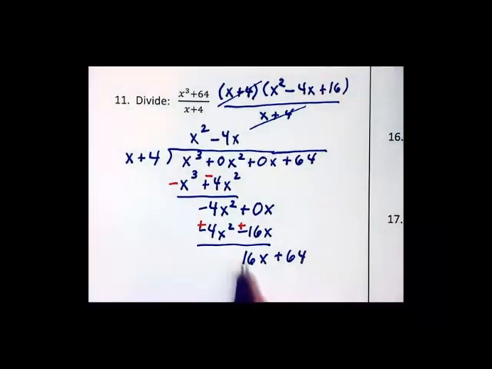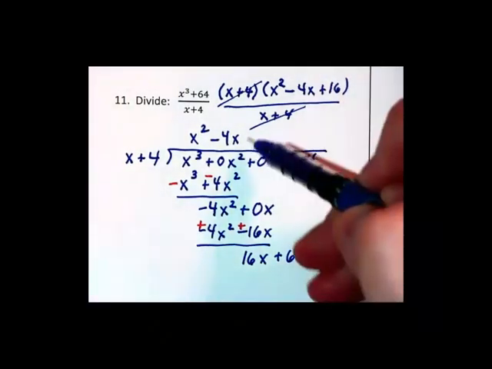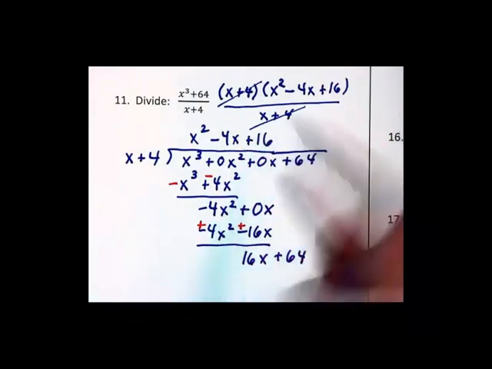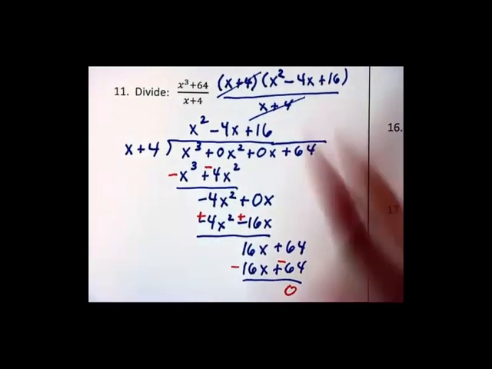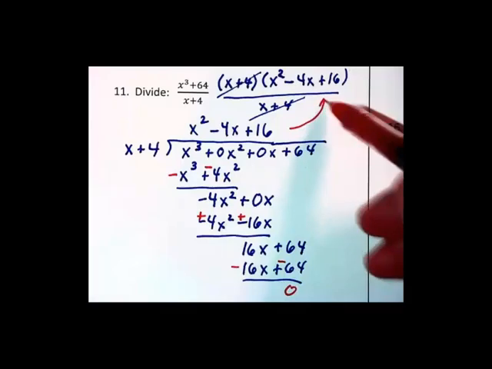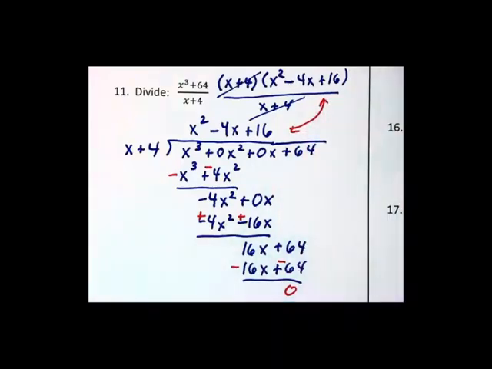X goes into 16x 16 times up top. 16 times both things on the side gives us 16x plus 64. And as you can see, these are both going to subtract off and give us a remainder of 0. So we've got the same solution showing up using 2 different methods. You choose the method of your choice. But don't cancel in that original problem. You cannot cancel with those plus signs sitting there.